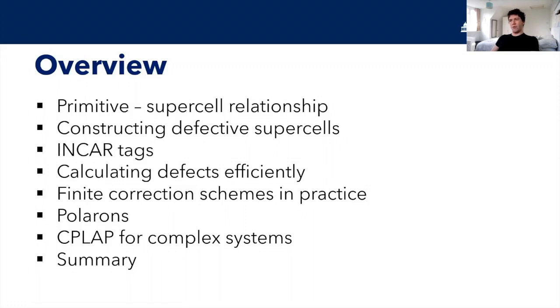And then Sean will talk about how to optimize these calculations using parallelization and other such things. He will then talk about the finite-size correction schemes that we looked at last time in a bit more detail and look at how these can affect your results. And then I'll round off by doing a small section on polarons and also looking at some chemical potential limits, but for some more complex systems and how to get around this. And then Sean will finish off by wrapping up.